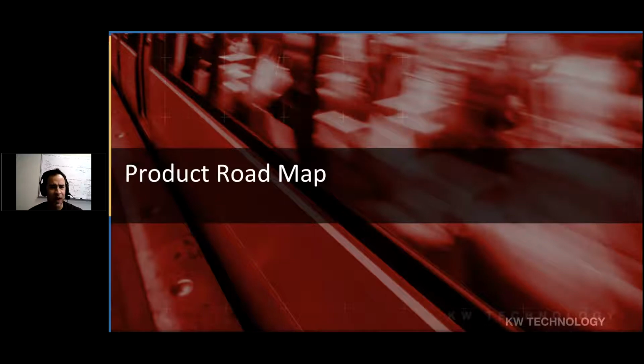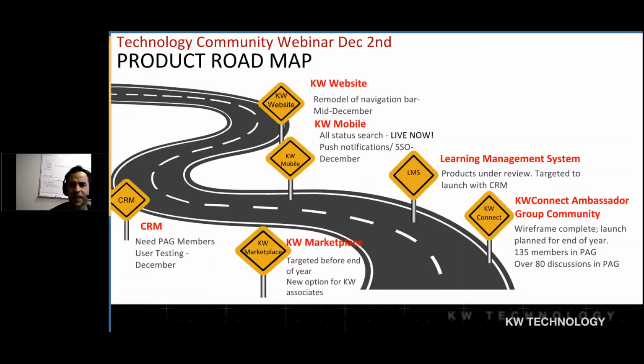All right, we have the product roadmap. Let's check this out. What's on the product roadmap? We have the KW website. We're doing a remodel of the navigation bar. That is set for mid-December. Next week, next Friday, I'm going to share with you all those changes. See, isn't it great being a KW Technology staff member, because that means that you get access to all of the great materials. KW Mobile, the all status search is now available. We showed you that. Push notifications and SSO will be available in December. SSO is single sign-on. We will have more to tell you about that next week, hopefully. I'm super excited about that release.